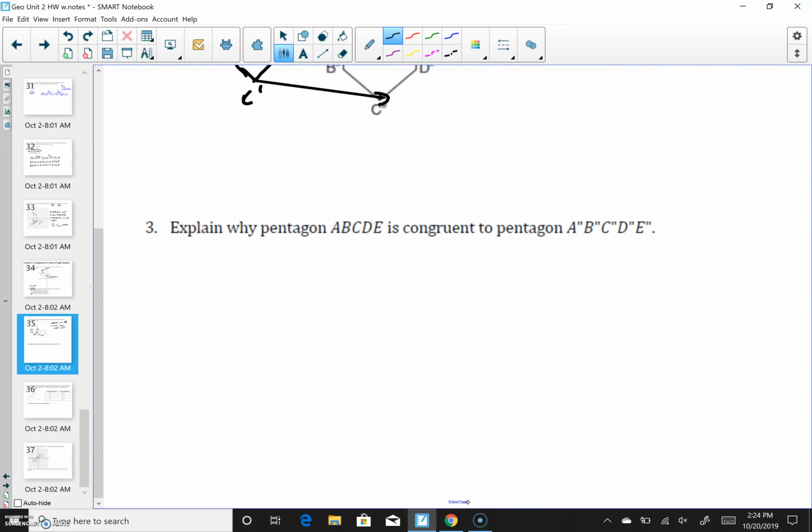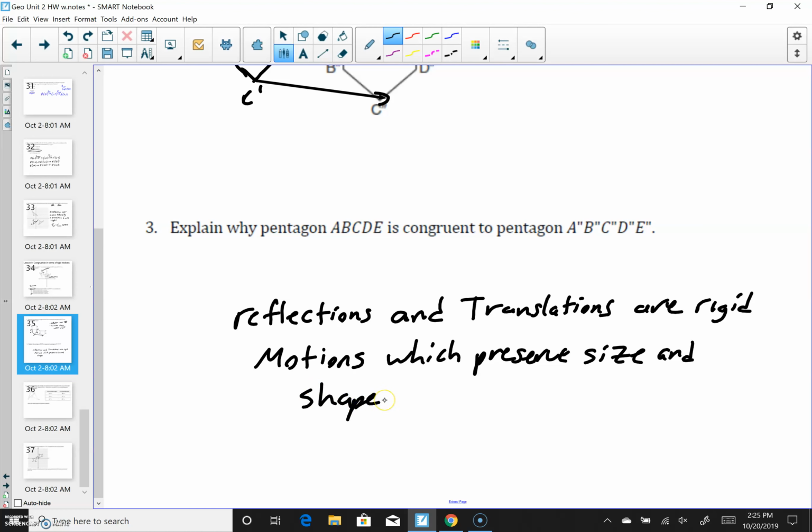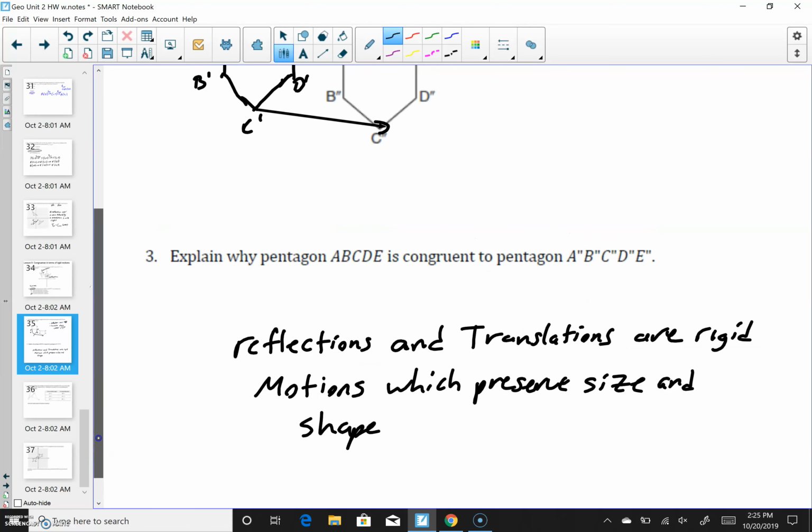Now if we want to explain why pentagon ABCDE is congruent to our double prime, well, we're going to go with our statement that we've been using throughout the entire unit, which is reflections and translations are rigid motions which preserve size and shape. So we need to state the rigid motions that we use, in this case, reflections and translations. We need to mention the word rigid motions, and we need to say what a rigid motion does, which in this case is preserve size and shape.